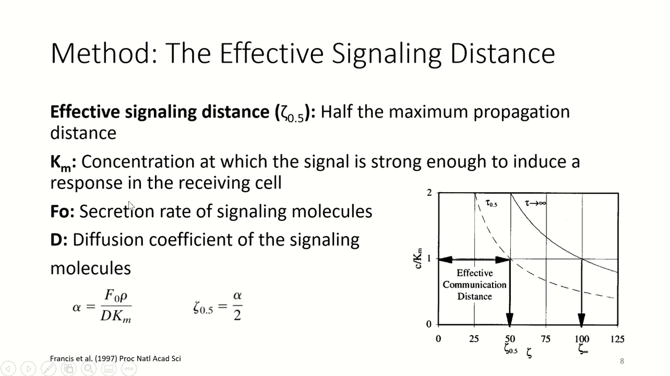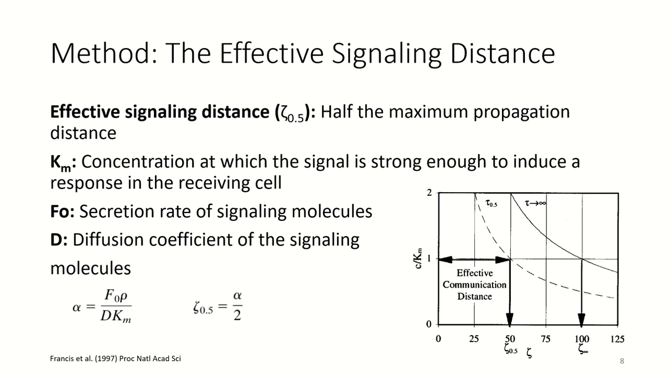And that value is dependent on these key parameters that we talked about earlier, Km, which is the concentration at which the signal is strong enough to induce a response in the receiving cell, which makes sense because as Km increases, so that's a larger threshold concentration, the effective signaling distance would decrease. And a smaller Km value would give you a larger effective signaling distance. And it's also dependent on the secretion rate of signaling molecules. So the more a cell would secrete, the larger the propagation distance, and then importantly, the diffusion coefficient of the signaling molecules. So that is how they quantify the effective signaling distance.